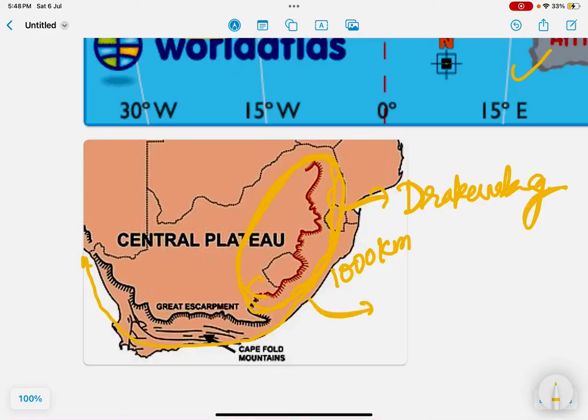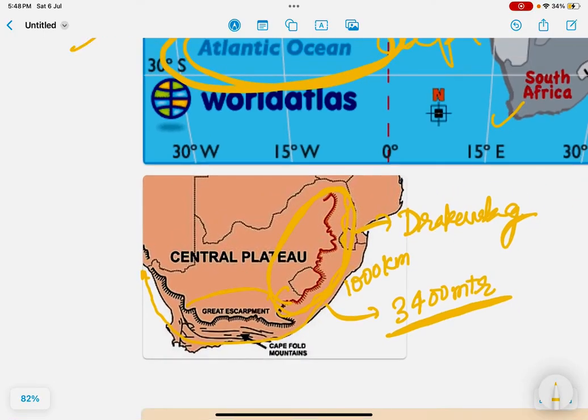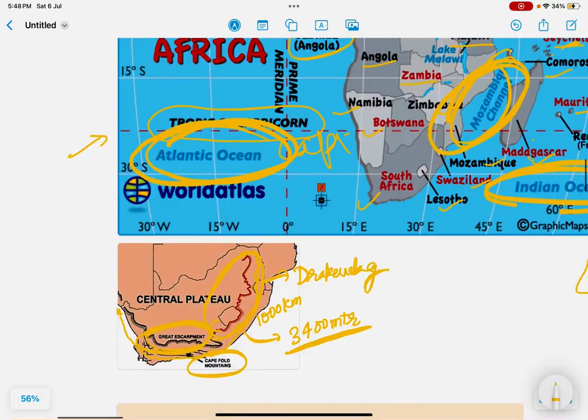The highest peak in this region goes up to 3400 meters. So it is quite high, right? So this is called Great Escarpment. Cape Fold Mountains are there. So you can see, where is it? This is in South Africa. This is in this region in South Africa.